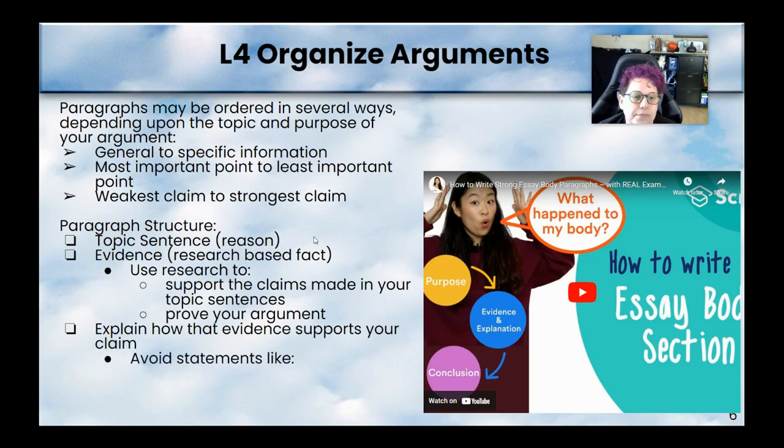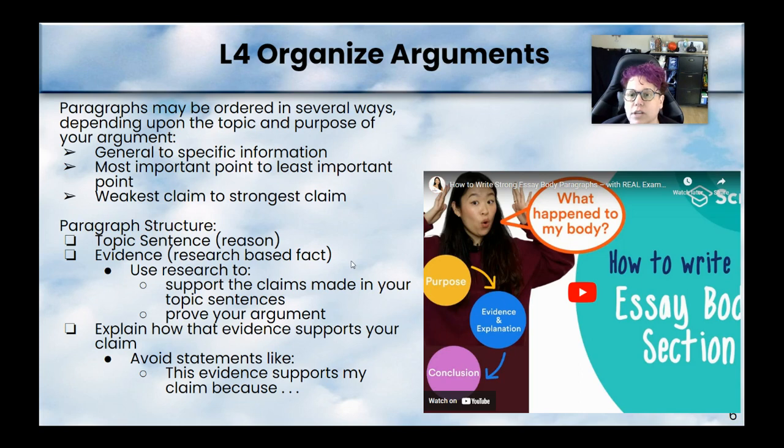Okay. Avoid statements like "this evidence supports my claim," because basically, you should explain how it supports without actually stating that in the sentence. If you put it in there, it's okay, but you want to really try to get away from just having to state that this is your evidence, that this is how that evidence supports that. Okay, so you want to try to get away from actually stating that in there.